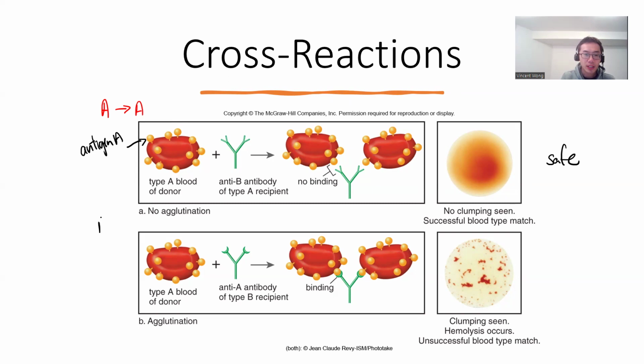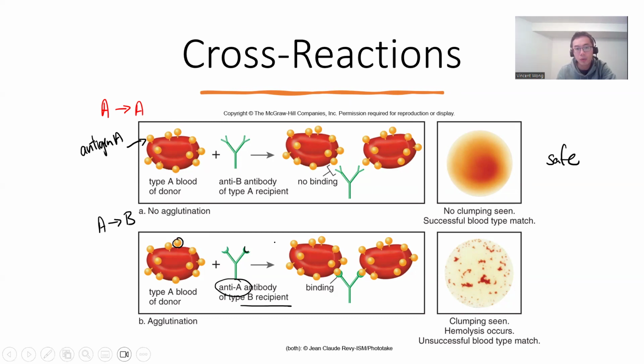At the bottom here, we are taking type A blood and we are giving it to a type B person. So on the surface of the donor's red cell, you will have these A antigens, which are once again represented by the little spheres here. And you're giving it to a type B recipient. In a type B person, they will have anti-A antibodies. You can see the antibodies have these round little arms here. They will bind to the circles, and it will lead to what we call a cross reaction.